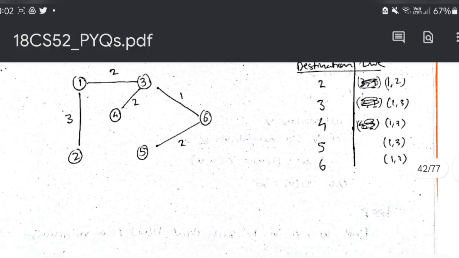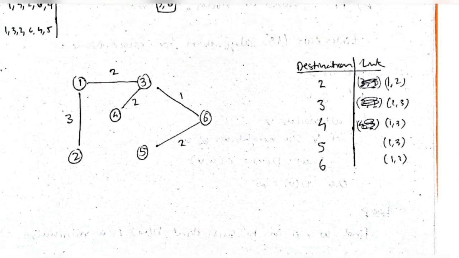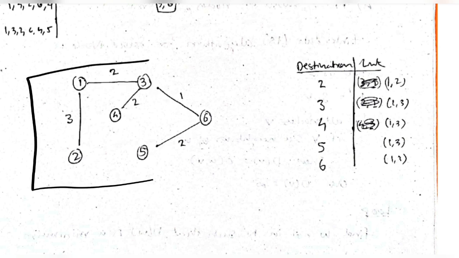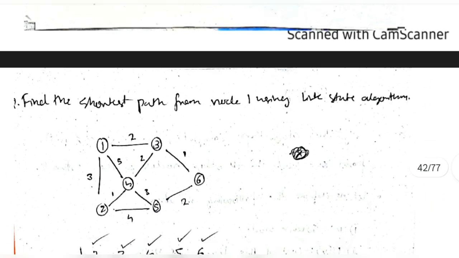After I've written these paths here, I have to make the graph, showing the shortest path from 1 to 2, how I reached it, and 1 to 3, this is the path. From 1 to 4, I went through this one, then 1 to 6 and 1 to 5. This is just the diagram you have to make, denoting the shortest paths. So that's all you have to do in the link state algorithm.